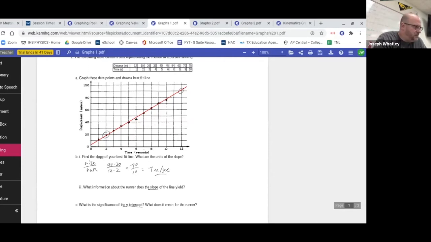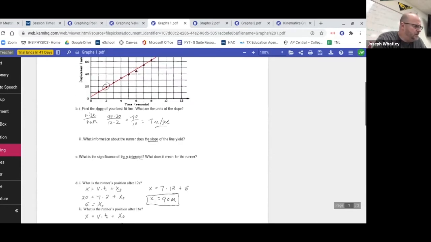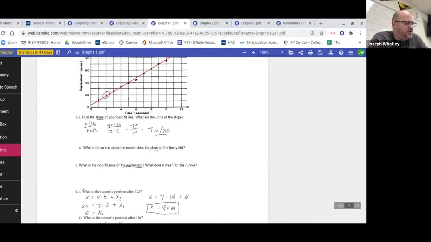All right, so let's scroll this up. What is the runner's position at 12 seconds? Well, in order to know that, I always start with my fact every single time. In this case, my fact is a formula: x equals v times t plus x naught. This is the formula we did on day 1, right? And I underline it because I need to find x naught, his starting position.